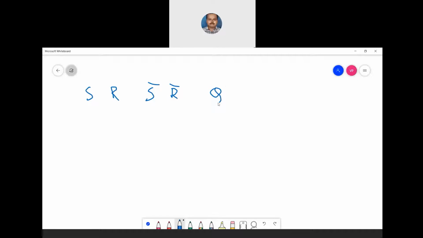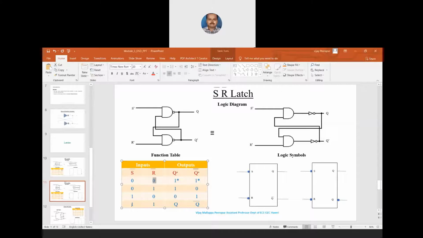We have the next state, Q plus and Q plus bar. If S and R are 0 0, then S bar is 1 and R bar is 1. Q plus will be Q and Q plus bar will be Q bar, whatever the previous state was. So when S bar is 1 and R bar is 1, the next state is Q and Q plus bar is equal to Q bar.